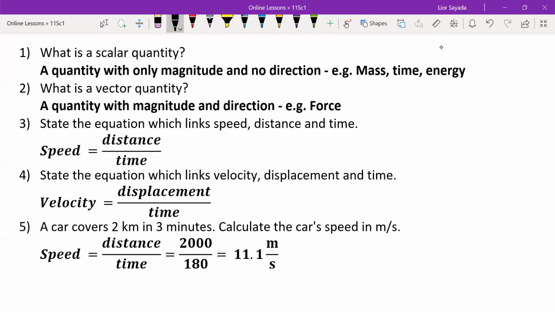The unit over here, meters per second, should be written like this, m/s, or you could also write the unit meters per second like this.